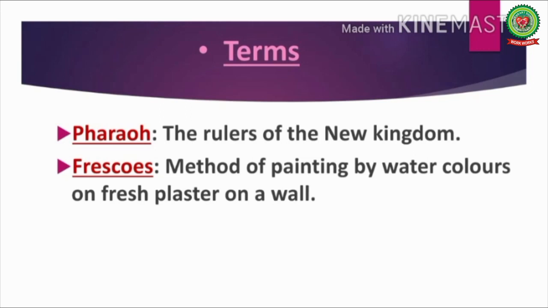Now students, let's discuss the important terms that we are going to do in this topic. Number 1, Pharaoh. Pharaoh means the rulers of the New Kingdom. Number 2, frescoes means method of painting by watercolors on fresh plaster on a wall.